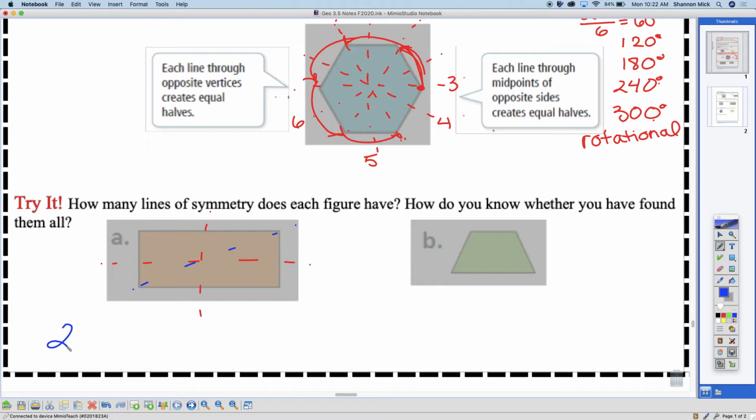Do we have to write reflection? Yes. Or, well, this is lines of symmetry. So two lines of symmetry, one horizontal, one vertical through the center.